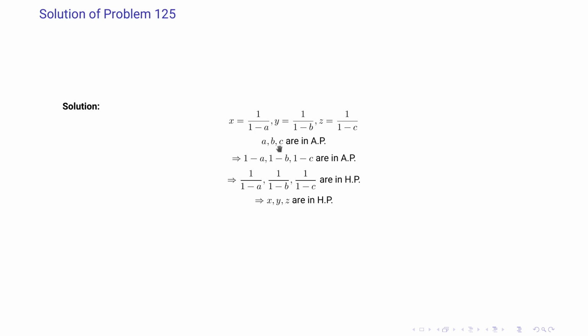Now we are given that a, b, c are in AP. So 1 minus a, 1 minus b, and 1 minus c will be in AP. And therefore 1 by (1 minus a), 1 by (1 minus b), 1 by (1 minus c) will be in HP. And this is equal to x, y, z. So x, y, z are in HP.